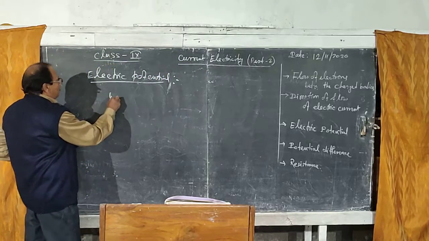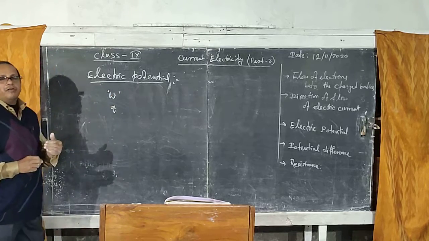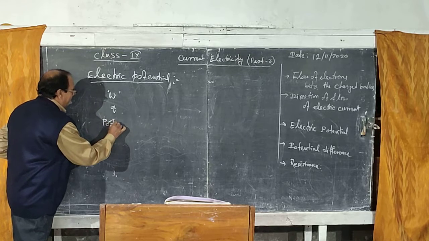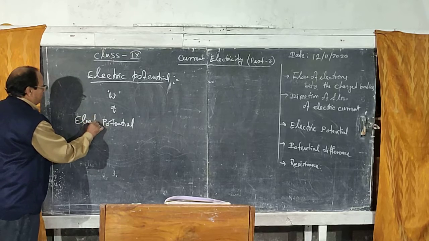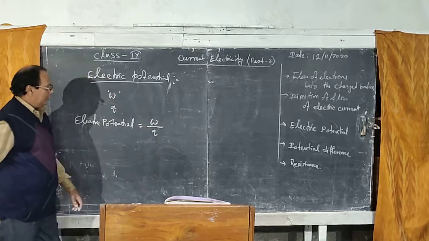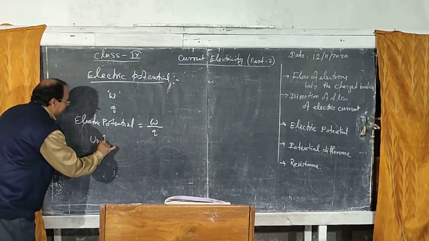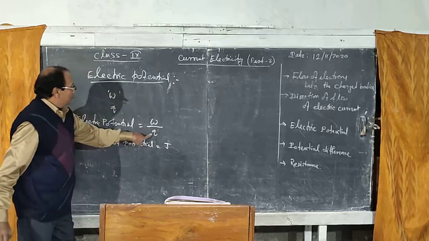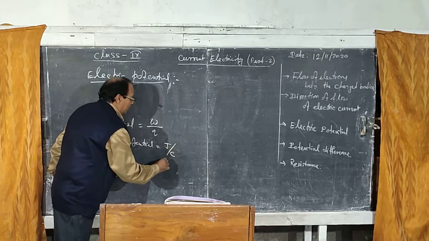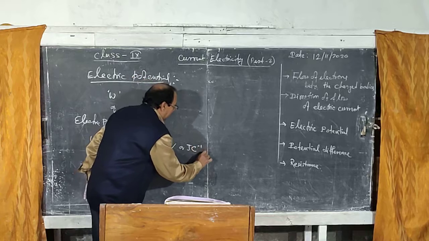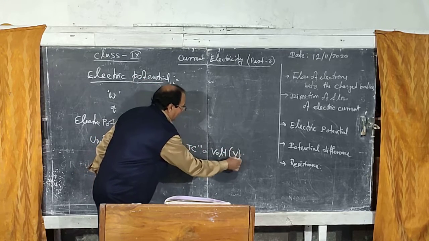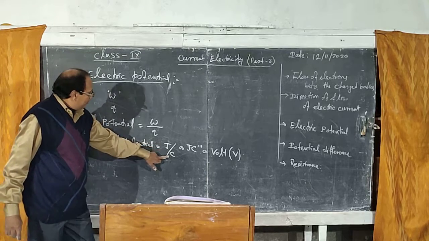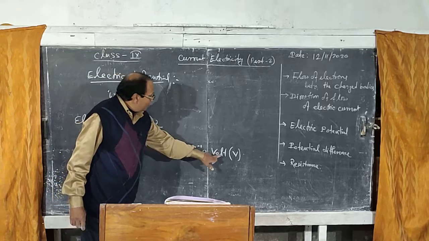Mathematically we can say if W be the amount of work done and Q be the amount of charge we are bringing from infinity to a point in an electric field, then electric potential we can write as W by Q, right? W by Q. So unit of electric potential: W is measured in joule and charge is measured in coulomb. So joule per coulomb, or we can say joule coulomb inverse, or volt. Simply we can write capital V. Capital V stands for volt. Electric potential is measured in SI system either joule per coulomb, joule coulomb inverse, or volt V.